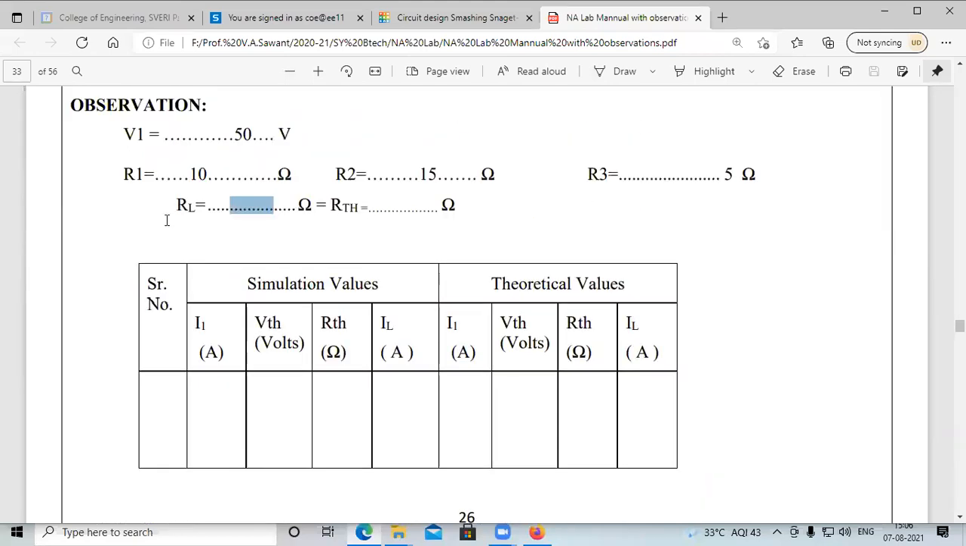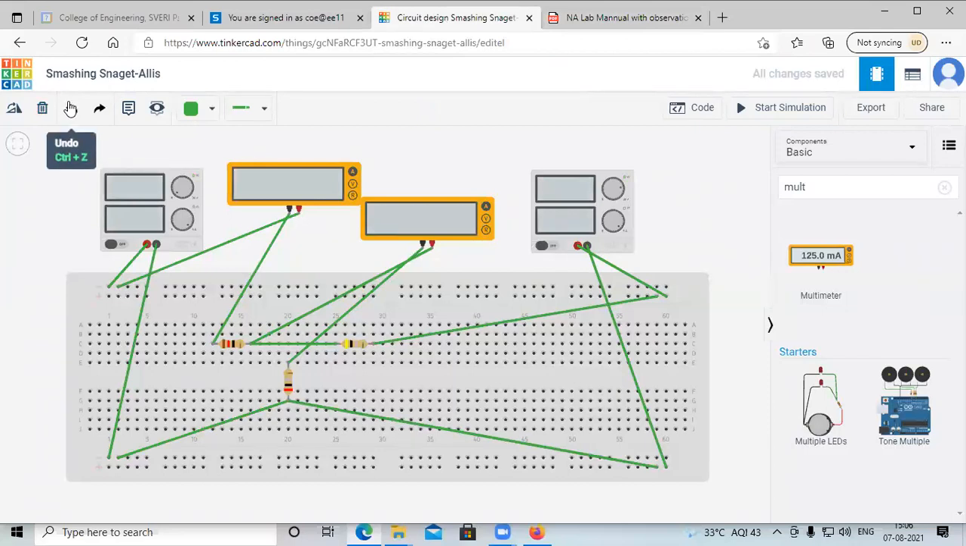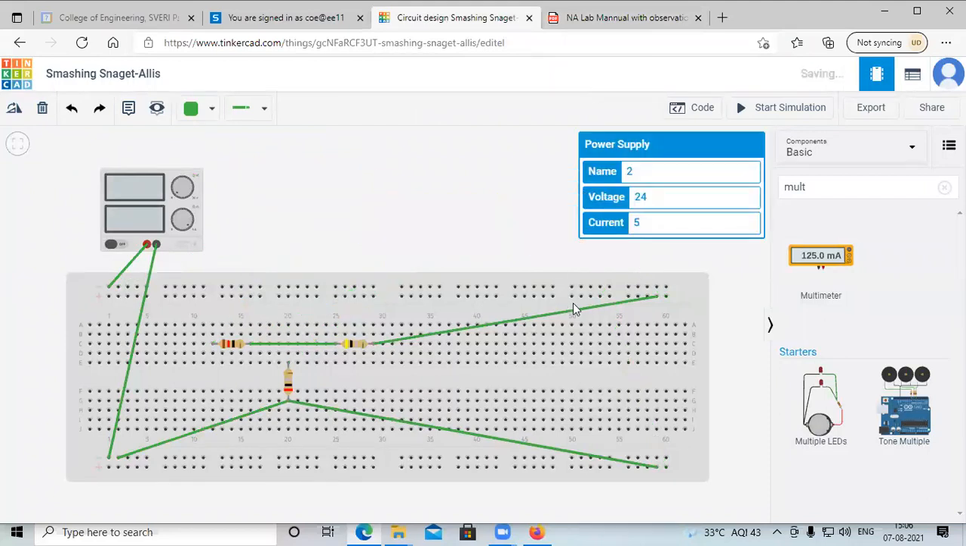Okay. So see, again we will do the circuit simulation. We have already done the Thevenin's theorem practical, so I will do it again here also. I will remove all the connections.